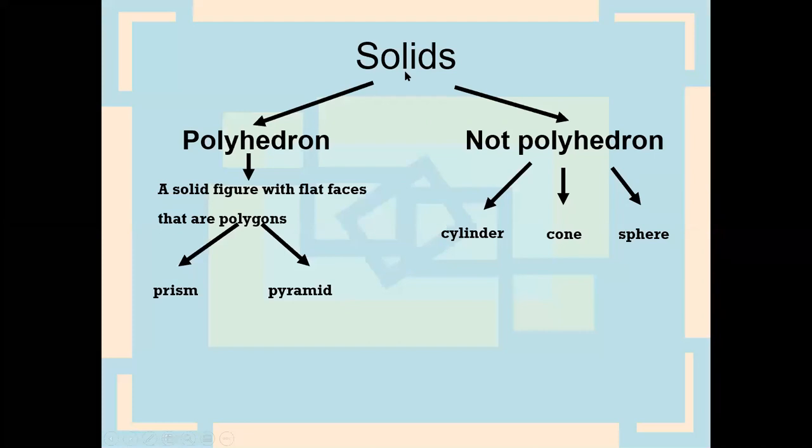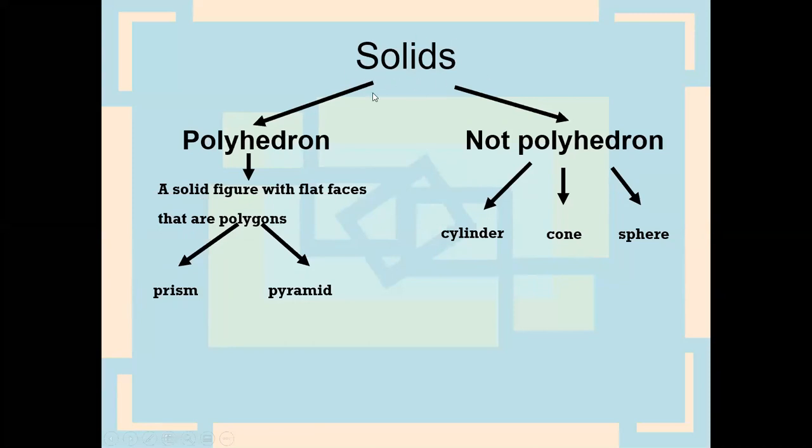Now, solids are of two kinds: polyhedron and not polyhedron. A polyhedron is a solid figure with flat faces that are polygons, meaning all its faces are polygons. We have two polyhedrons, and we will take their properties now: prism and pyramid. And for not polyhedron, we have three solids: cylinder, cone, and sphere.